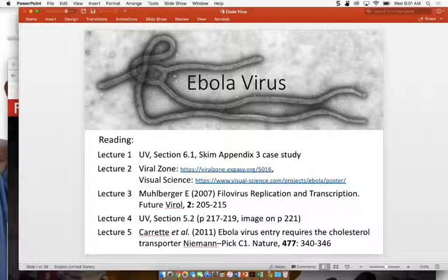The one I forgot to ask on Monday: what paper should we read for this one? I had two up as options. The one that's listed on here is one that I've used in the past. It's another paper on entry, and my personal thought was we've already done a couple on entry, so maybe we should move away from that. But I'm leaving it to you guys.